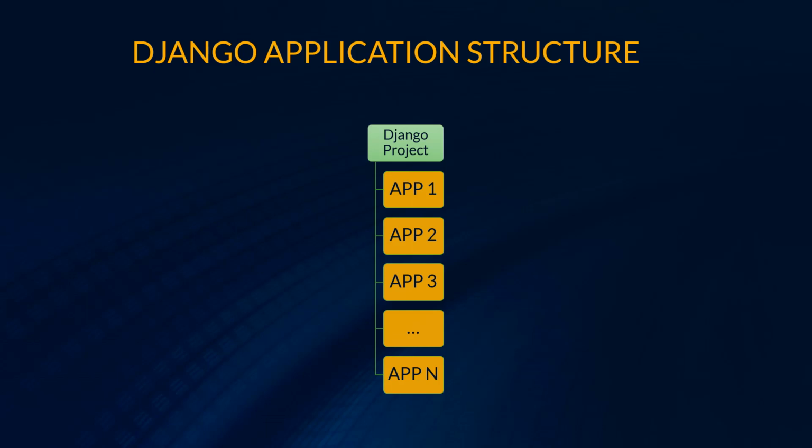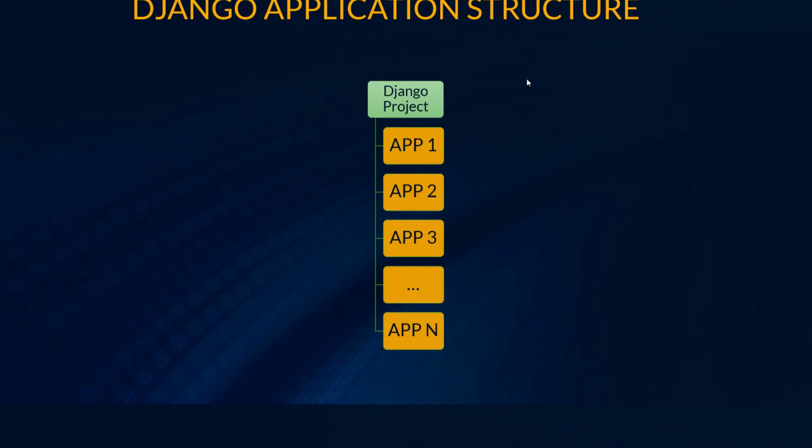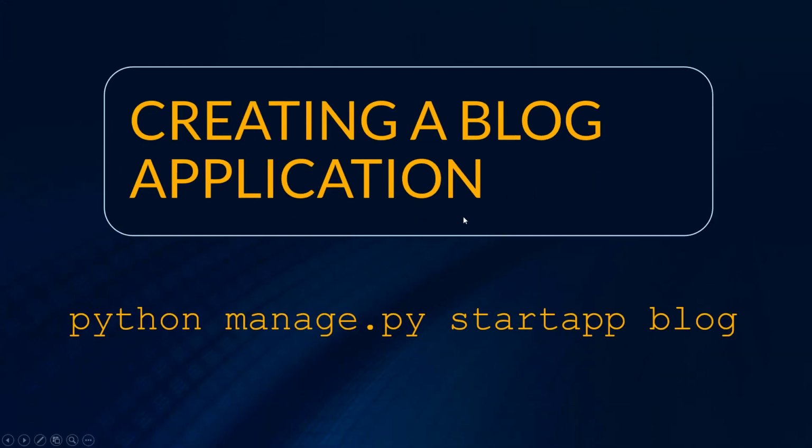So now let us create our first application using Django. To create a first application, we have the utility script that is manage.py. We can run this command: python manage.py startapp, and the name of the application that we are going to create is blog. So you can run this command to create the first application that is blog. So let's create our first application.